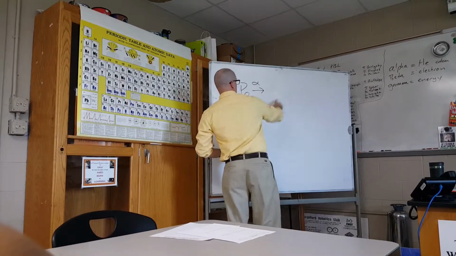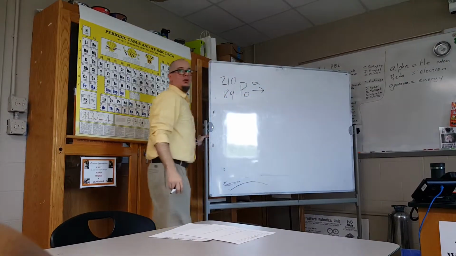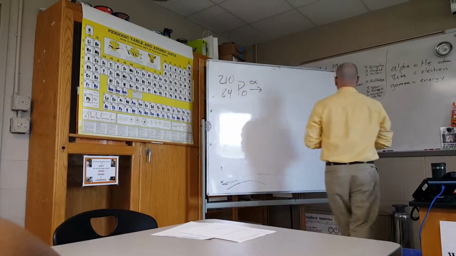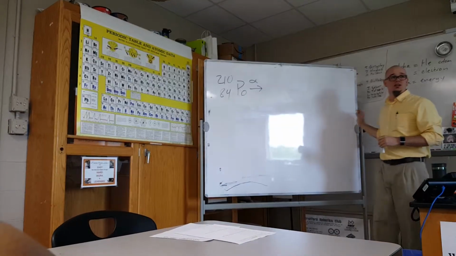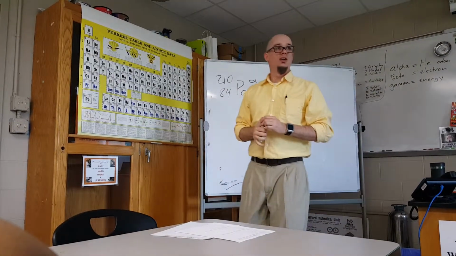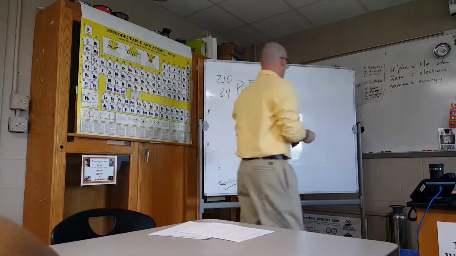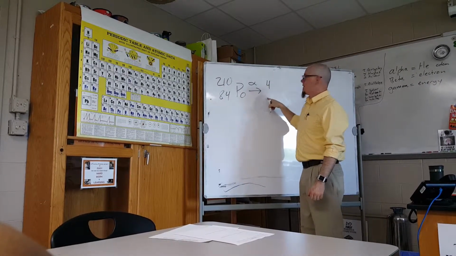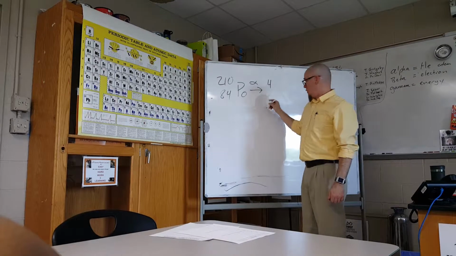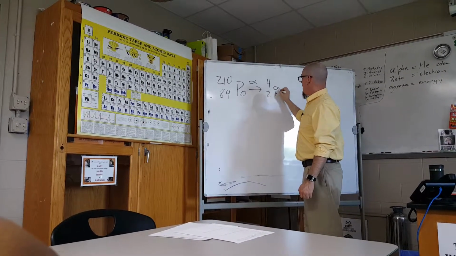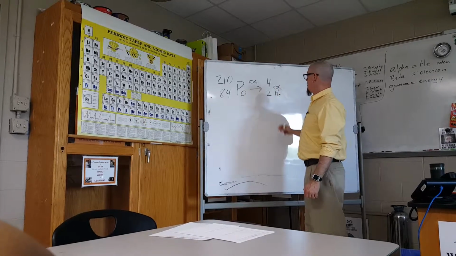So what am I going to put right here? What type of atom is it? It's an alpha particle. Helium. So what's the mass? 4. What about the charge? 2. So you could either put alpha or you could put He for helium, whichever one you like.